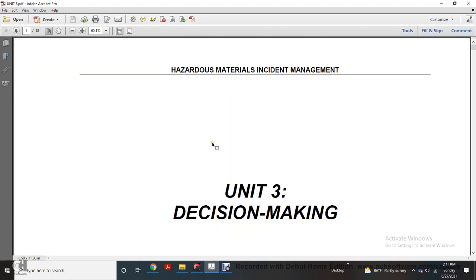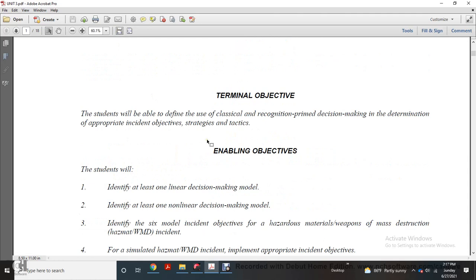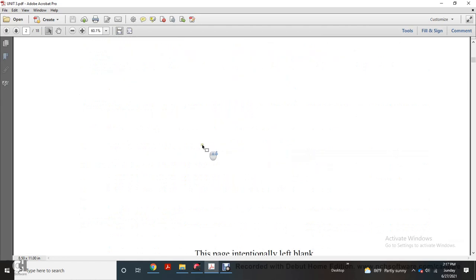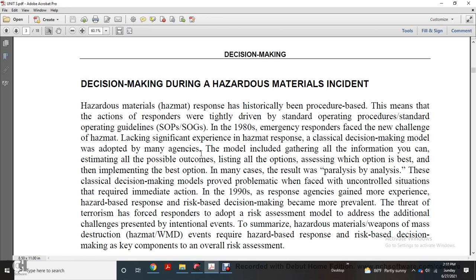Alright, Unit 3, Decision Making. Terminal objective: the students will be able to determine the classical, recognition-primed, and primary decision-making determination for the appropriate instance. Alright, decision making during hazmat events.